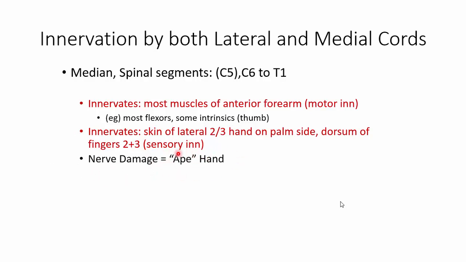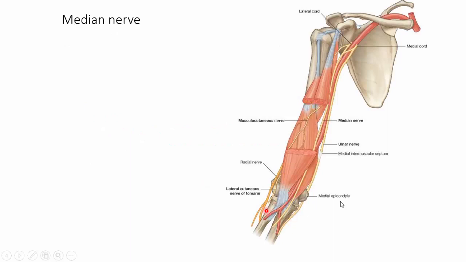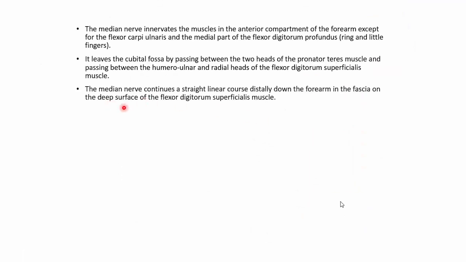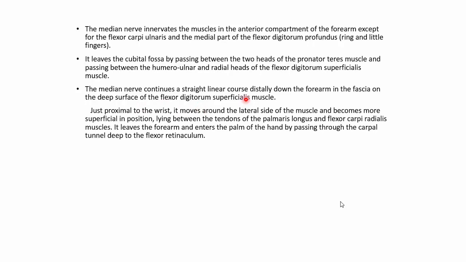Ape hand, meaning an ape's hand: inability to oppose the thumb. I will show you the picture. Here we have this. Okay, let us continue. The median nerve continues in a straight linear course distally down the forearm in the fascia on the deep surface of the flexor digitorum superficialis muscle, just proximal to the wrist.